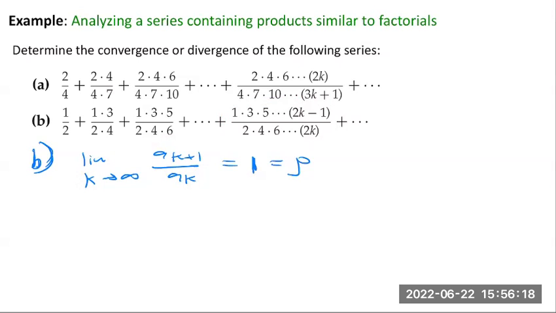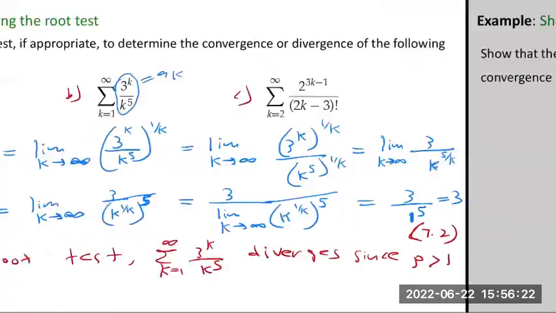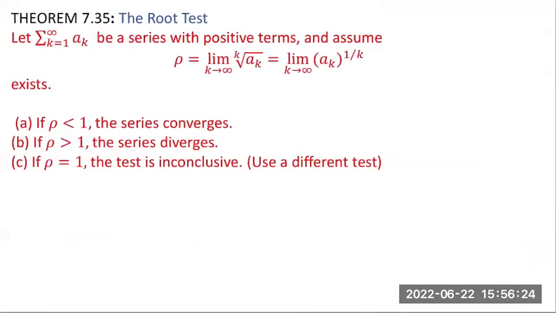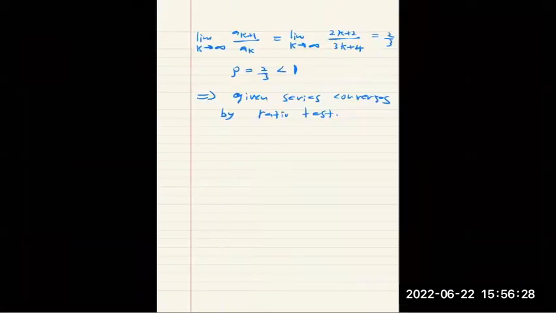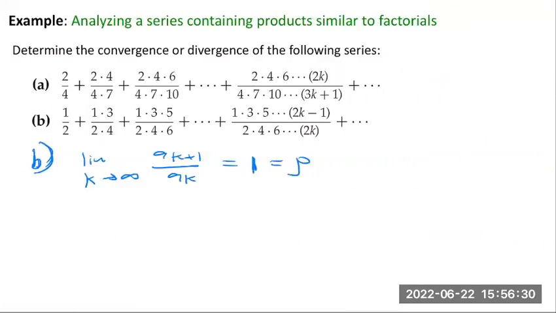If rho is equal to 1, we know that the root test is inconclusive. No conclusion can be made if rho is equal to 1. So the root test fails. So what do we do if the root test fails? Well, you need to find a different approach, right? So for that, what I'm going to do is study my kth term. I'm going to take a closer look at my kth term.